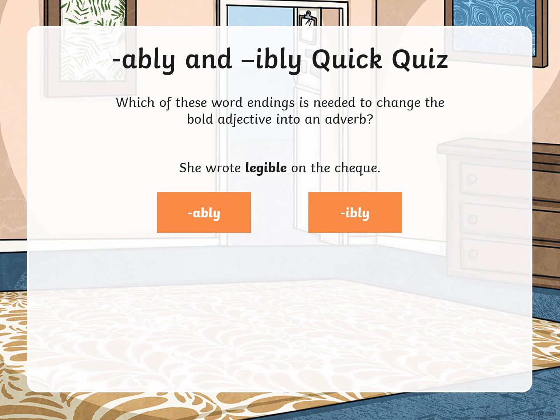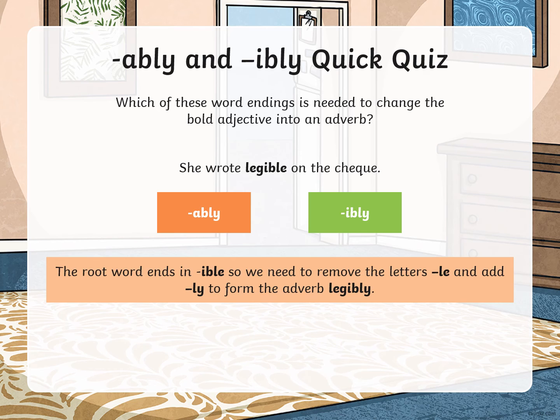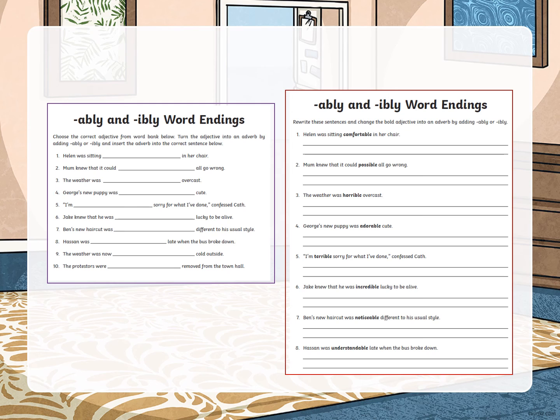She wrote legible on the check. So she's written something that makes sense on the check. It can easily be read. Which one is it going to be? Hopefully you got this one right as well. The root word ends in ible, so we need to remove the letters le and add ly to form the adverb legibly.